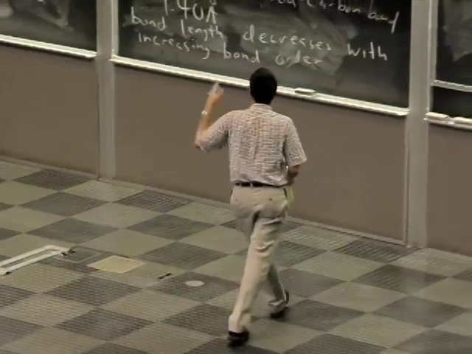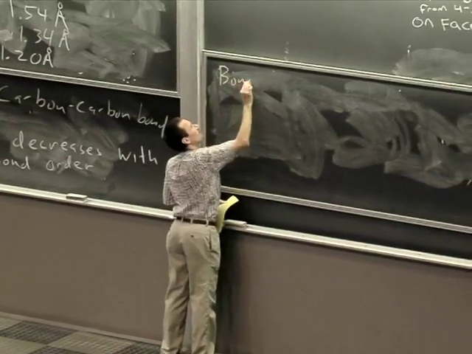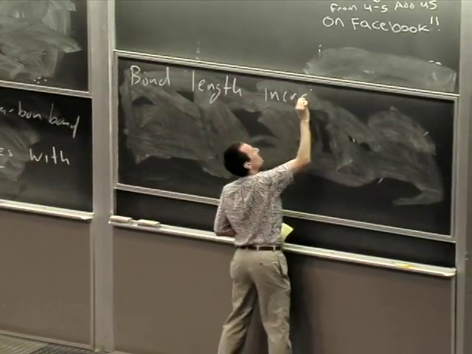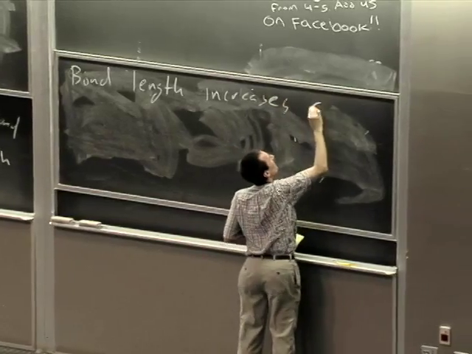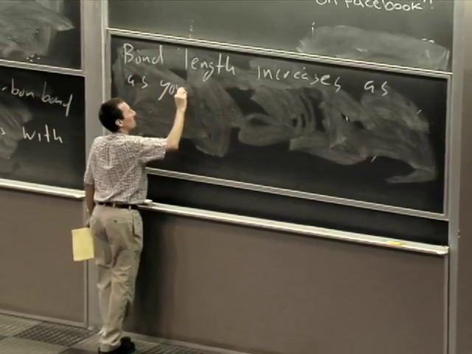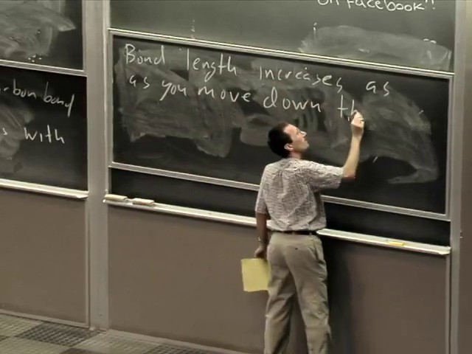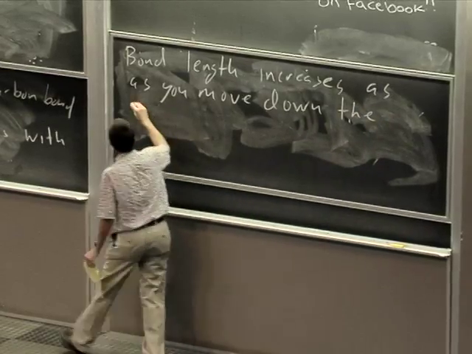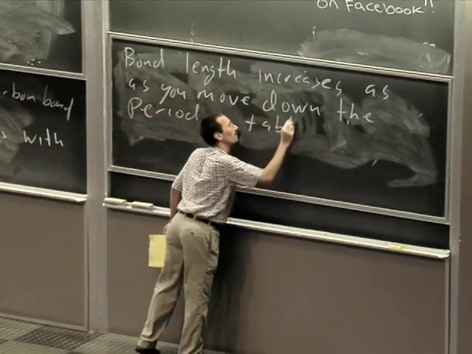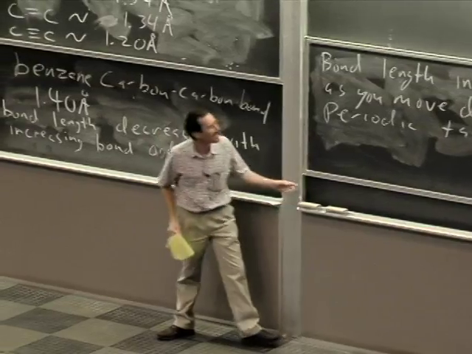Longer, indeed. Iodine is bigger. You've got a bigger electron cloud. So I'll say bond length increases as you move down the periodic table. This is what I love about organic chemistry. So much stuff just makes sense.